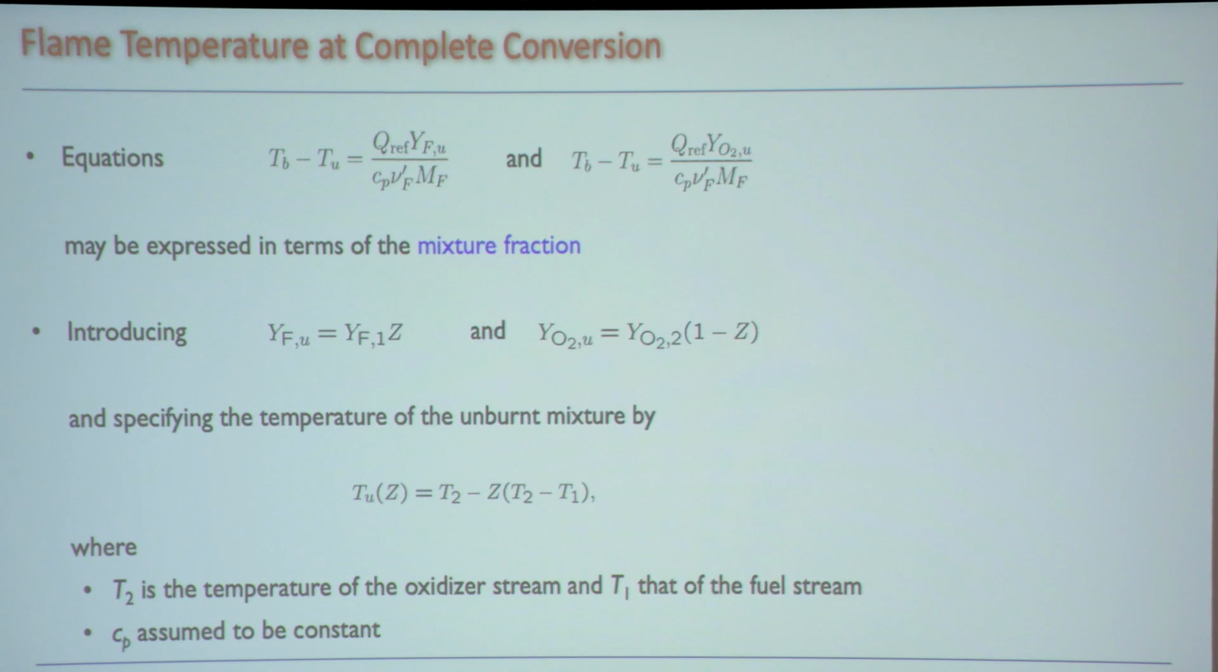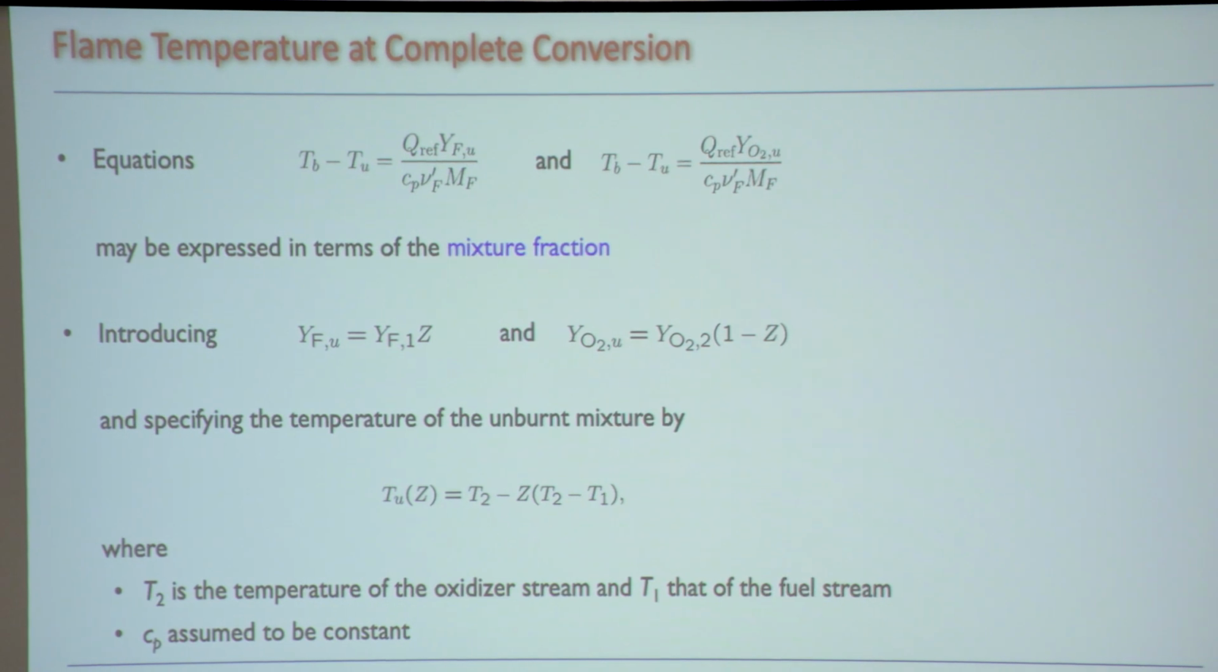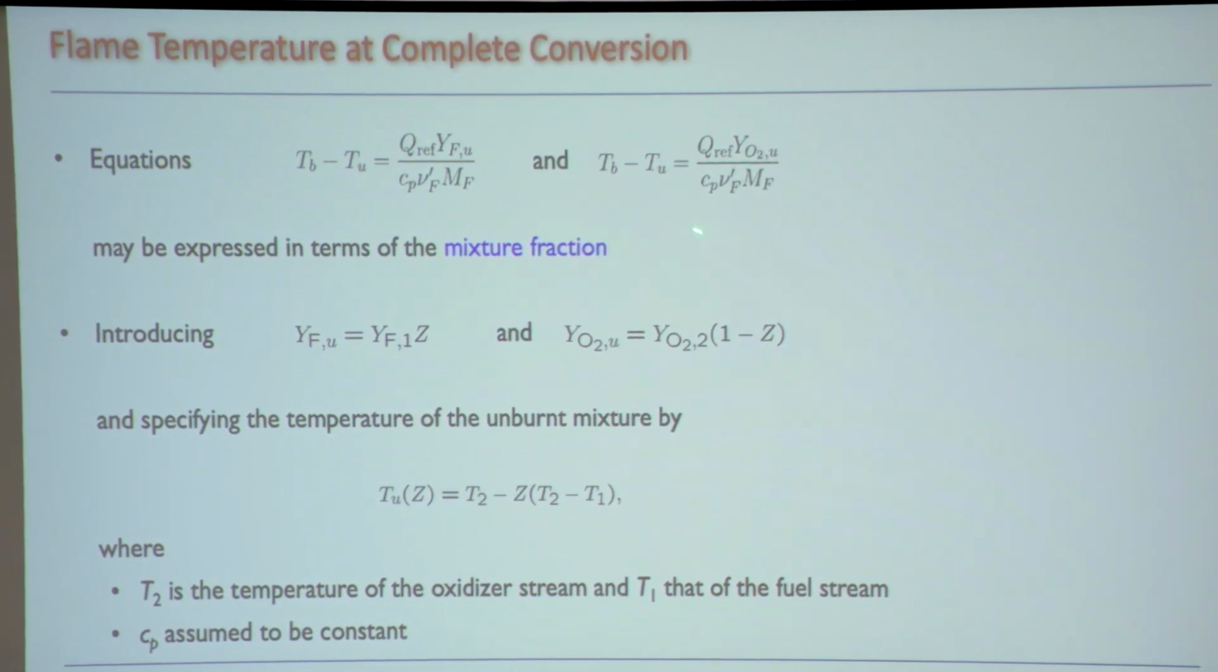On the top left, you see the adiabatic temperature for lean condition, on the right for rich condition. And then these are the relations we had earlier for Y fuel unburned, Y O2 unburned as a function of mixture fraction. I can just plug this in there, and then I get T_B as a function of mixture fraction. One more thing, what is the unburned temperature?